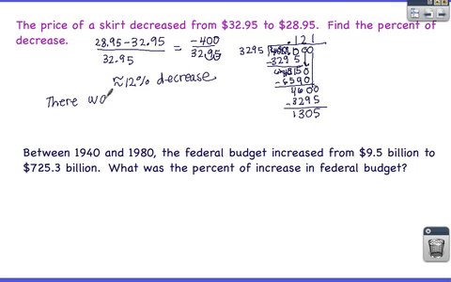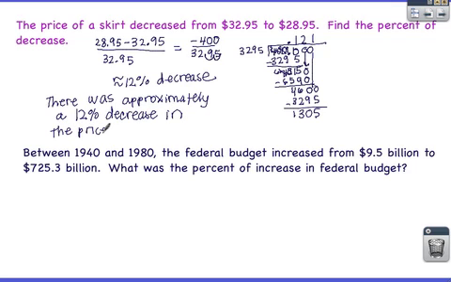There was approximately a 12% decrease in the price of the skirt.